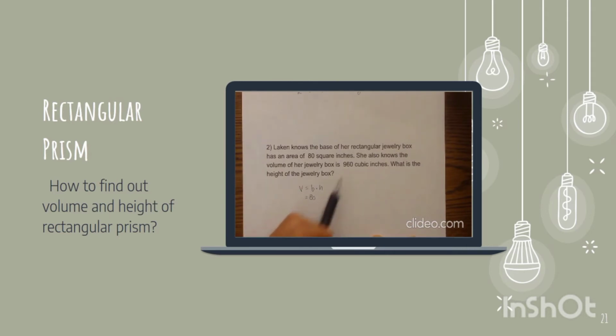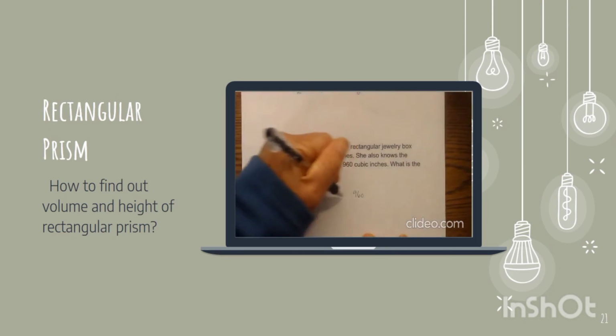So the volume is 960 cubic inches. So I'll place 960 there, is equal to 80 times the height. Now, I'll draw a line down here. Now all we need to do is get the height by itself. So I'll divide each side by 80. 960 divided by 80 will equal our height. And so now I'll divide 960 by 80.